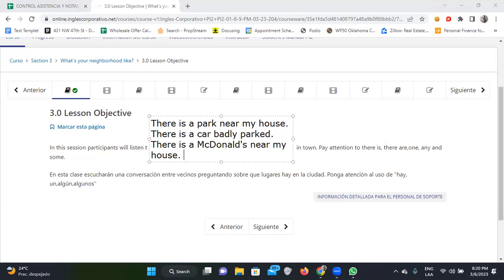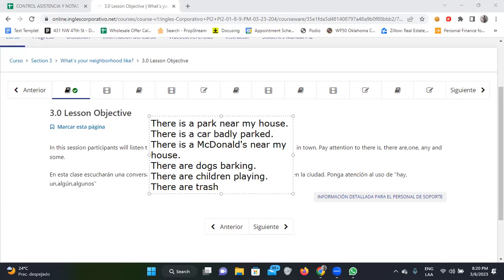There are is for plurals. You say, hay perros ladrando. There are dogs barking. Hay niños jugando. There are children playing. Right, plural. Hay bolsas de basura en la calle. There are trash bags in the street. Right, so there are is plural.